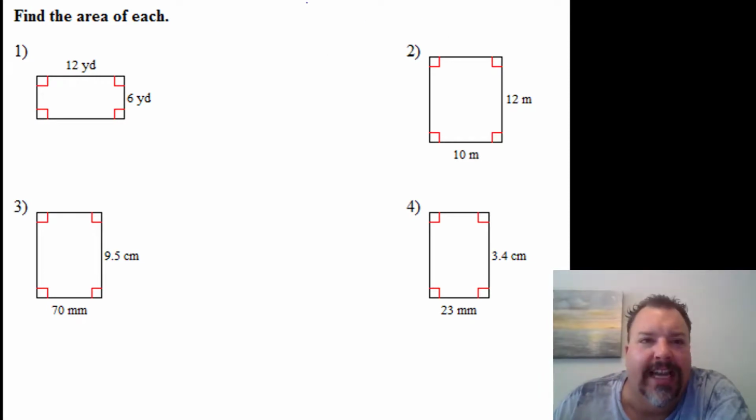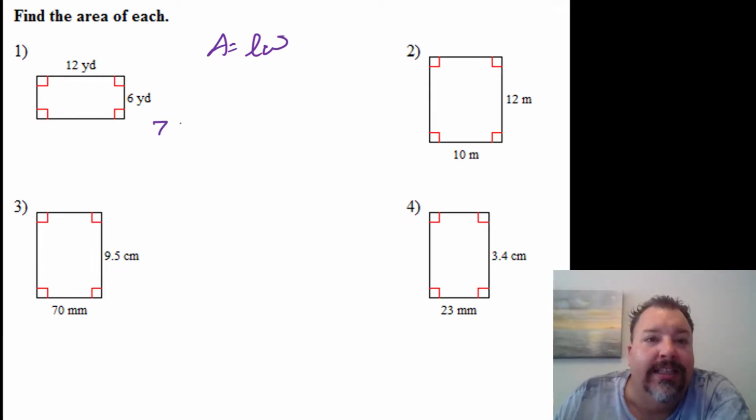So these are all rectangles. The area of a rectangle is length times width. Pretty easy. We would just do 12 times 6. In this case, it would be 72. The units would be square yards, and that's it. Now, for some of these that you're going to see, the units are going to change.